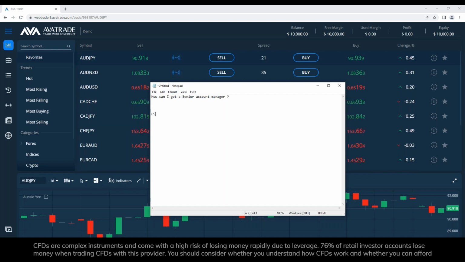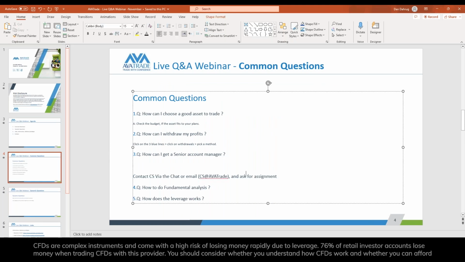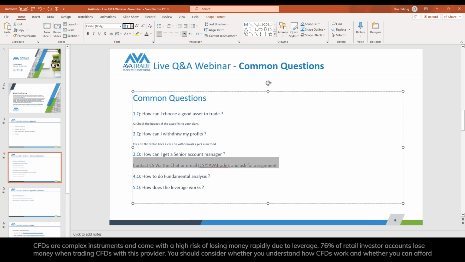How can I get one? So all I have to do is contact CS via the chat or email, which is cs@avatrade.com, and ask for assignment. Okay, let's paste the answer here. For some reason, we must also get this thing a little smaller. How to do fundamental analysis, right?